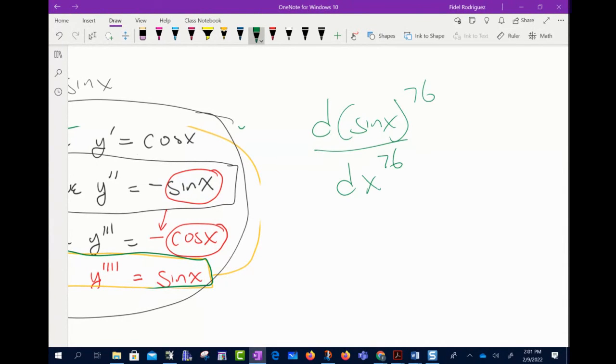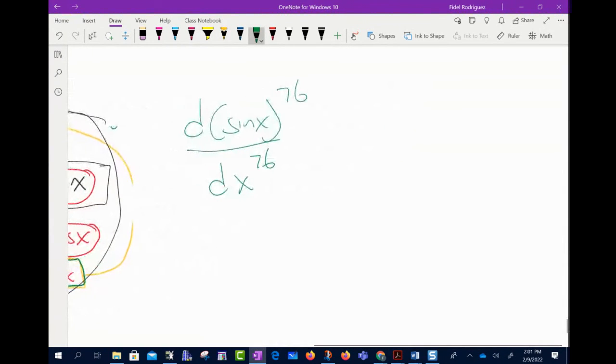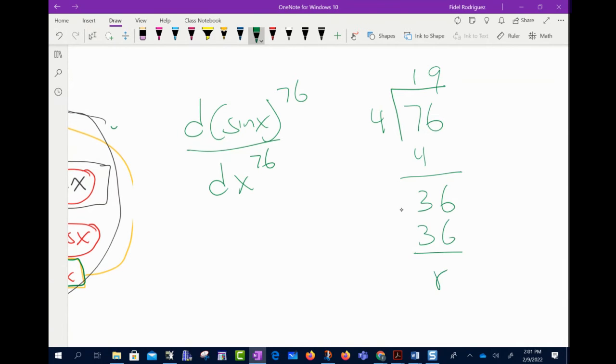Okay, so let's do another one here. Let's do the 76th derivative. If we were going to find the 76th derivative, we would take the number 76 and divide it by 4, right? So we already know that's going to go in 1 time. This is 36. How many times does that go in? 9. My question to you, though, what's my remainder?